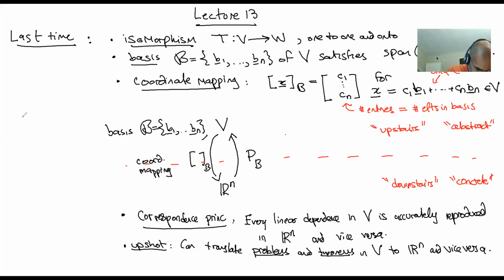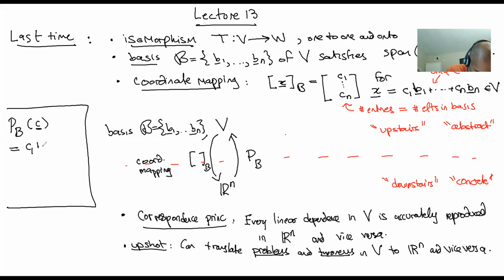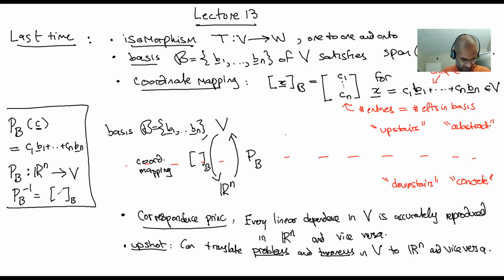Somebody asked what is PB, so let me just remind you. PB of a coordinate vector c is the vector c1 b1 plus all the way to cn bn, and PB is a linear transformation from Rn to V. It's the inverse of the coordinate mapping. That's the relation between these things. So that's a brief recap of what we did last time.